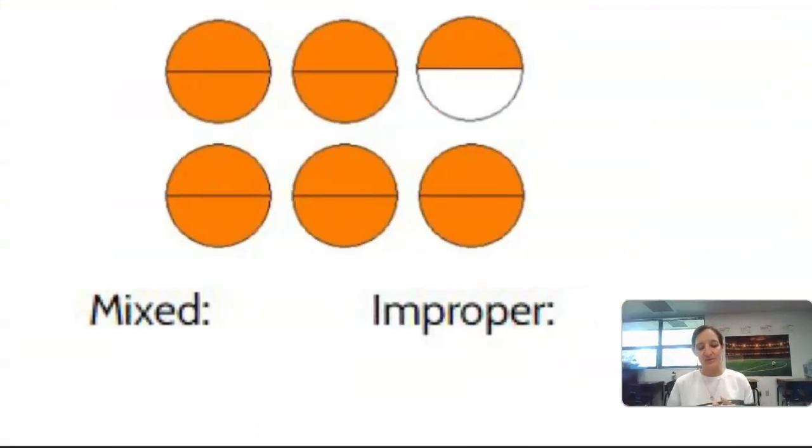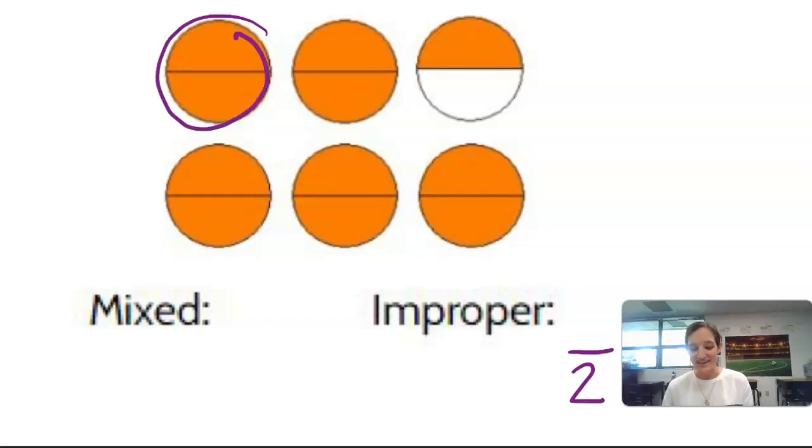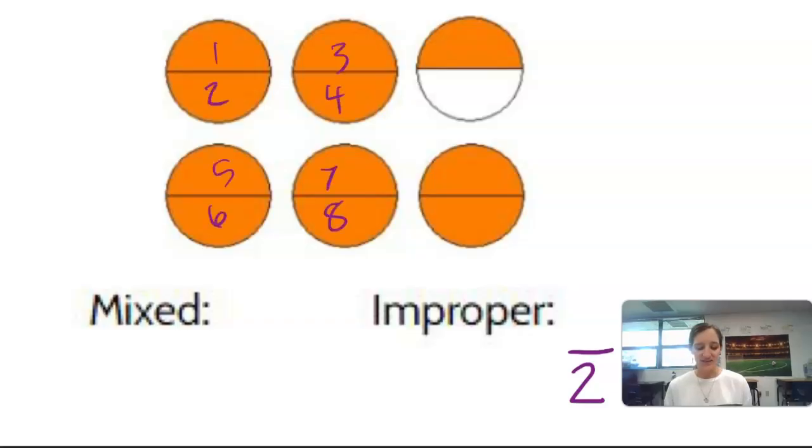Let's do one more example. Let's start with the improper way now. It looks like these are divided into halves. So I'm going to put my denominator right there because every whole pizza is just divided into 2 pieces. That's how I know that it's in halves, or twos. You don't say twos, you just say halves. So there's 1, 2, 3, 4, 5, 6, 7, 8, 9, 10, 11 halves.